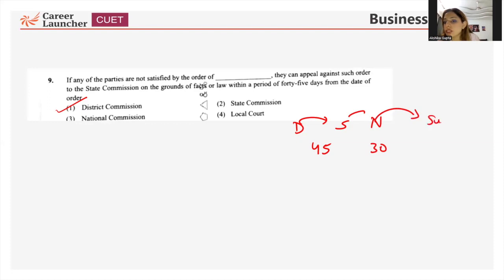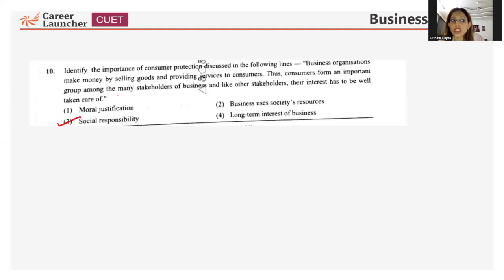Again, National to Supreme Court, that is 30. So answer here is what? District Commission. Identify the importance of consumer protection, that is business organizations make money by selling goods and providing services to the customers. Thus, customers or consumers form an important group among the many stakeholders of the business.